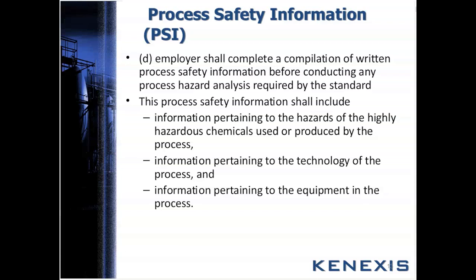process safety information also develops and becomes more sophisticated, and as such, more rigorous PHAs can be conducted. Okay? When we talk about information pertaining to the hazards of a highly hazardous chemical, you're talking primarily about the toxicity information, the corrosivity, the reactivity, and the physical characteristics. A lot of this information can be found in the material safety data sheets.